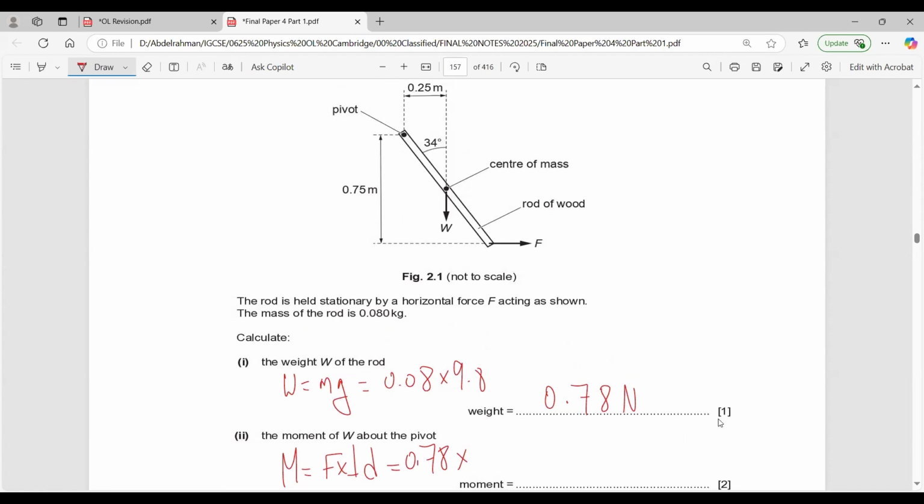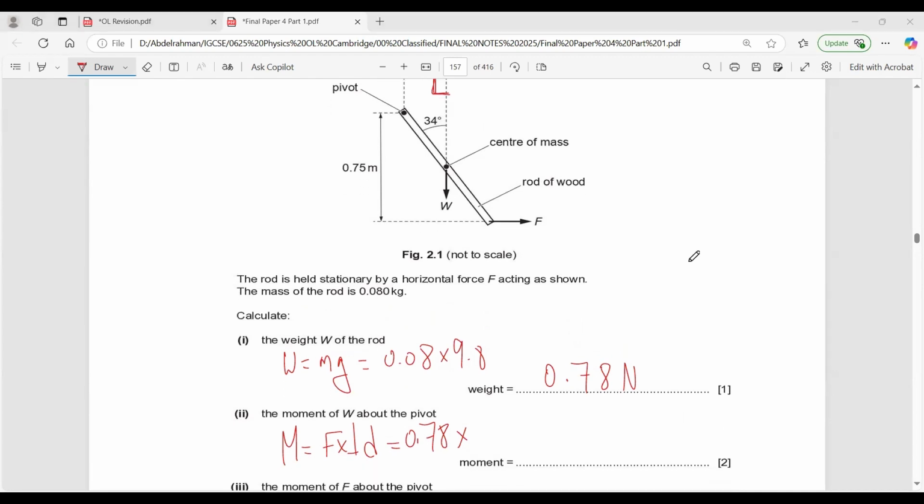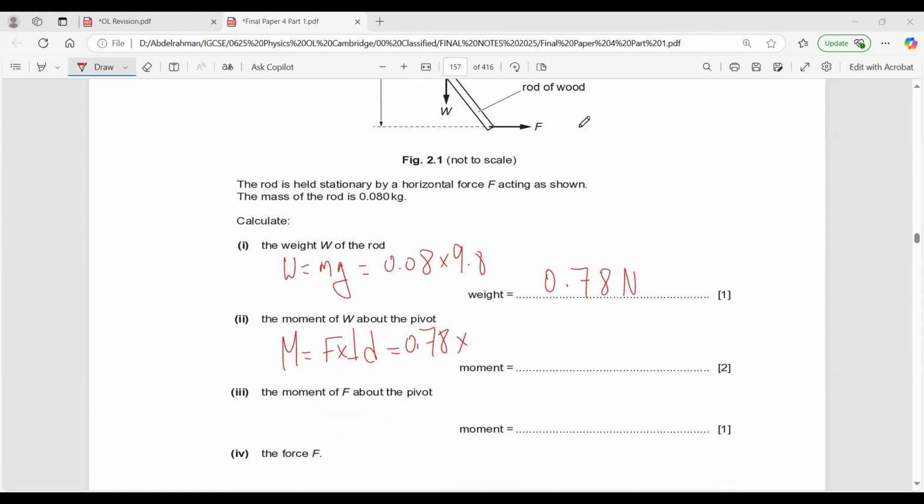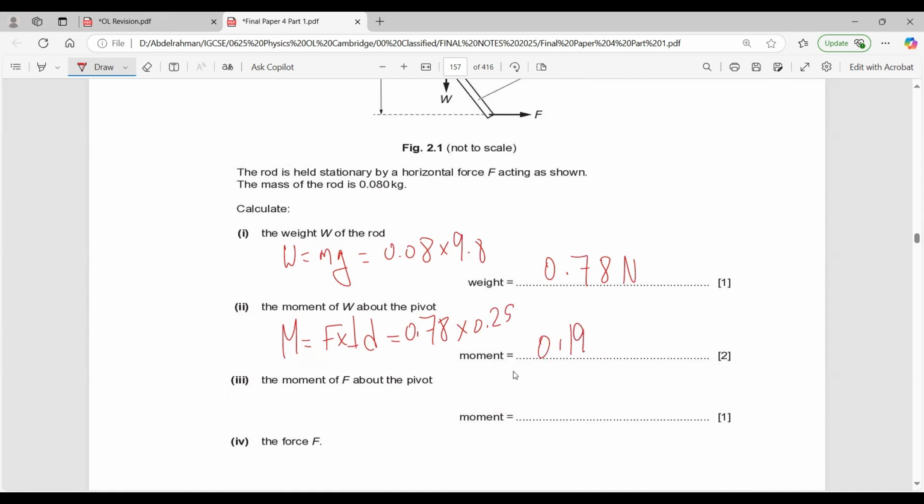Is that correct? No. 0.75 isn't a perpendicular distance. It's a parallel distance. You need the perpendicular distance, which is 0.25, at 90 degrees. So this is the only perpendicular distance. So 0.78 times 0.25 is 0.195 newton meters.